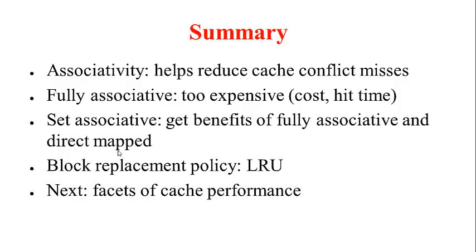To summarize, we have learned associativity as an idea to reduce cache conflict misses. We saw that the fully associative scheme, while being effective in reducing cache conflict misses, is too expensive both in terms of hardware cost as well as performance due to the increase in hit time. We found that set associativity is a nice middle ground to get the benefits of full associativity in terms of reduced conflict misses, and also the benefit of direct map in terms of low hit time. And we saw that we need a block replacement algorithm, and in practice the least recently used or LRU algorithm works well. Next, we are going to look at various facets of cache performance and how it can be improved.